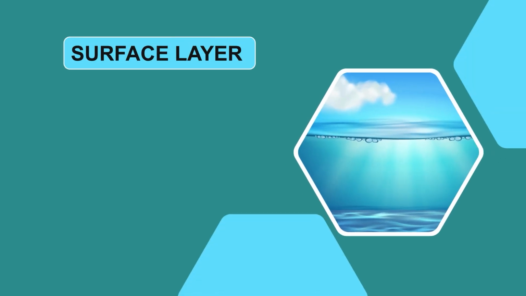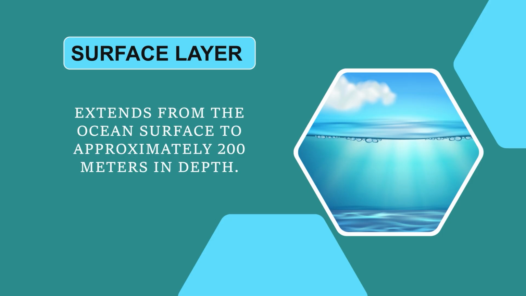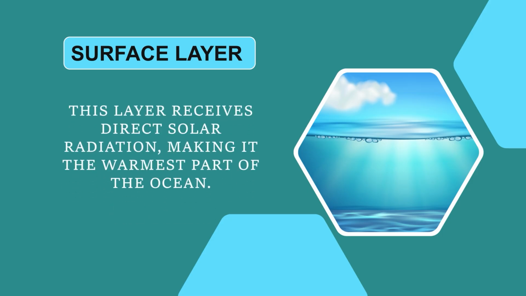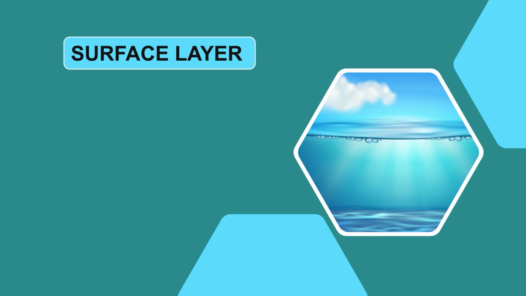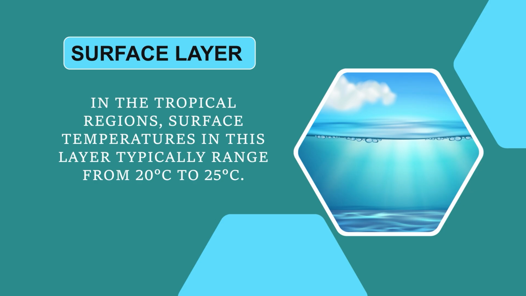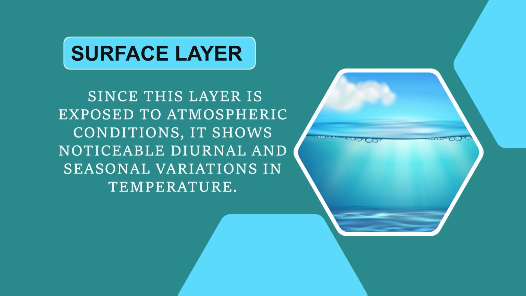So, if we study elaborately the surface layer or the photic zone, it extends from the ocean surface to approximately 200 meters in depth, and this layer receives direct radiation, making it the warmest part of the ocean. In the tropical regions, surface temperatures in this layer typically range from 20 to 25 degrees centigrade, and since this layer is exposed to atmospheric conditions, it shows noticeable diurnal and seasonal variations in temperature.